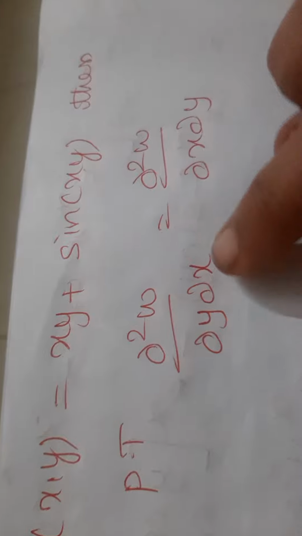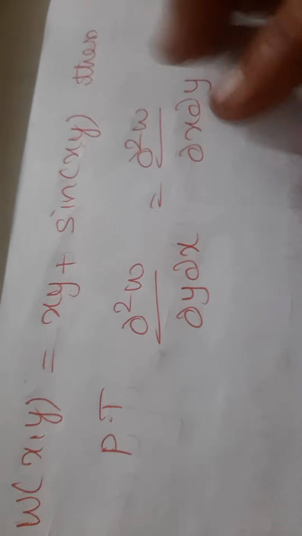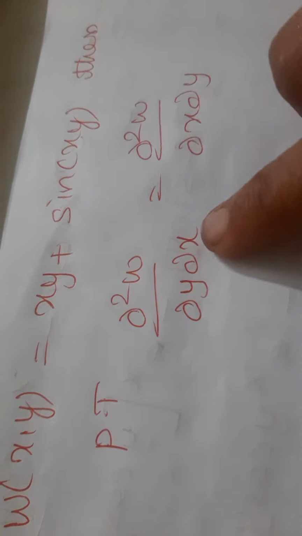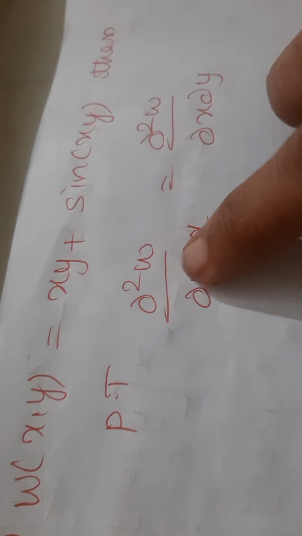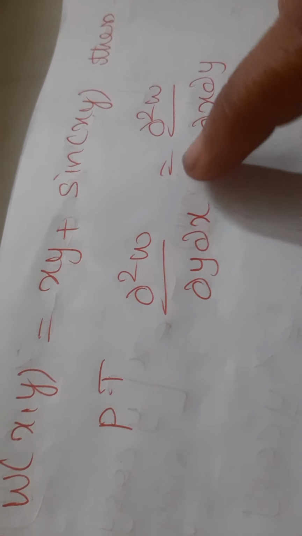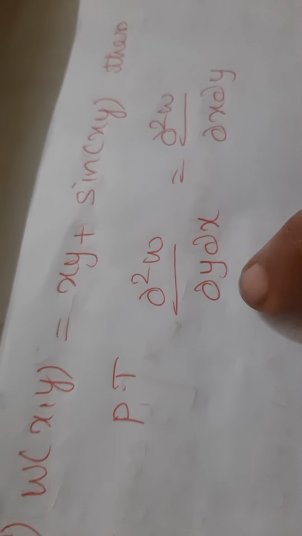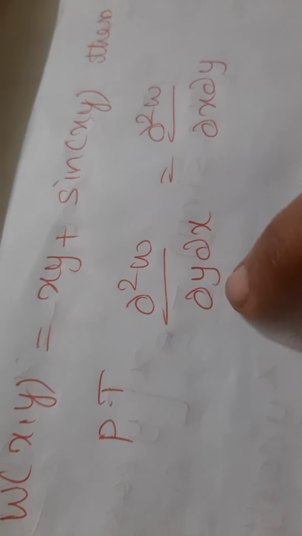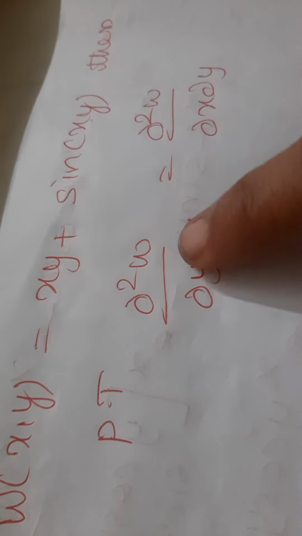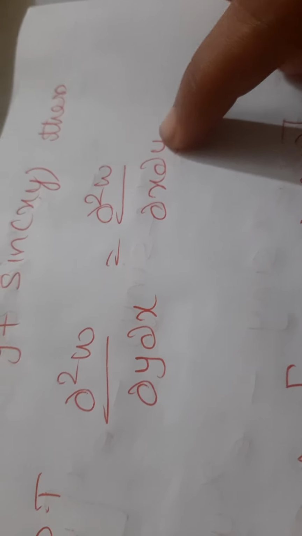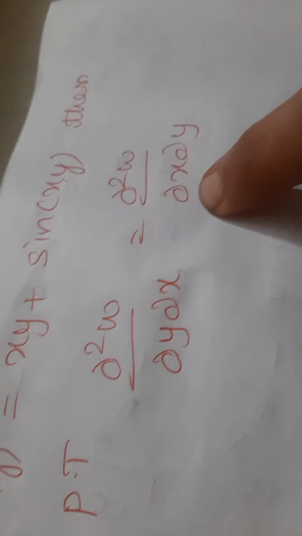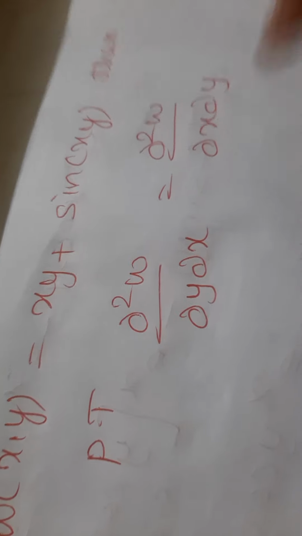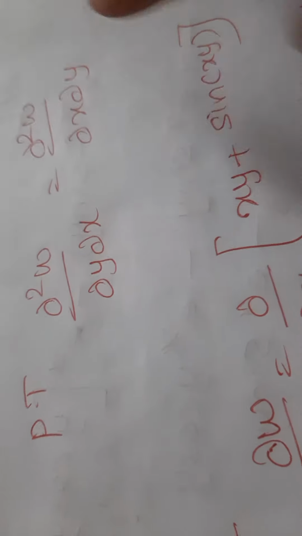So I said already in my previous video, ∂²w/∂y∂x is nothing but I want to differentiate with respect to x partially. That answer you want to again differentiate partially with respect to y. So first you want to do the inner term and then the outer term. Here you want to differentiate with respect to y partially first. In that answer you want to differentiate partially with respect to x. So this is the thing I want to prove.